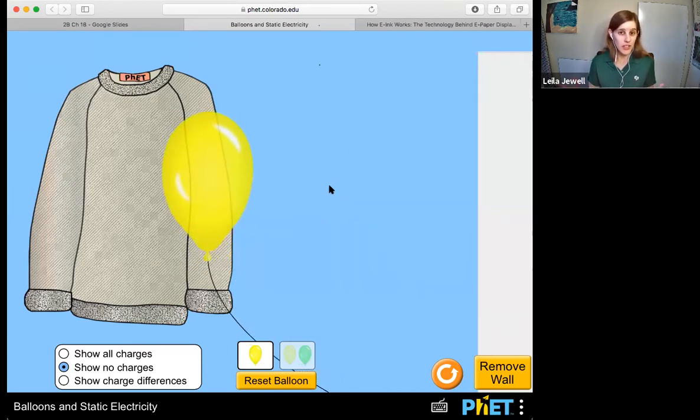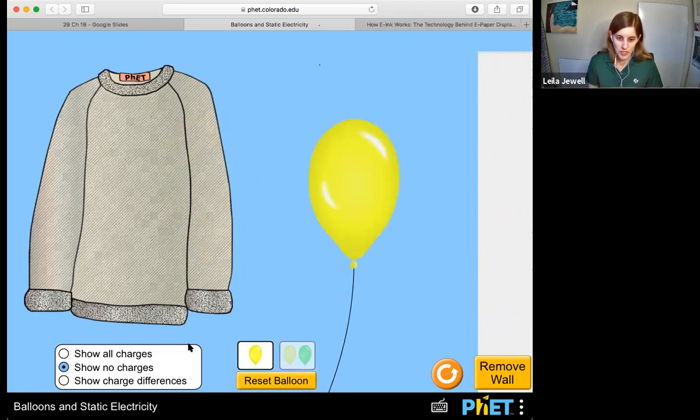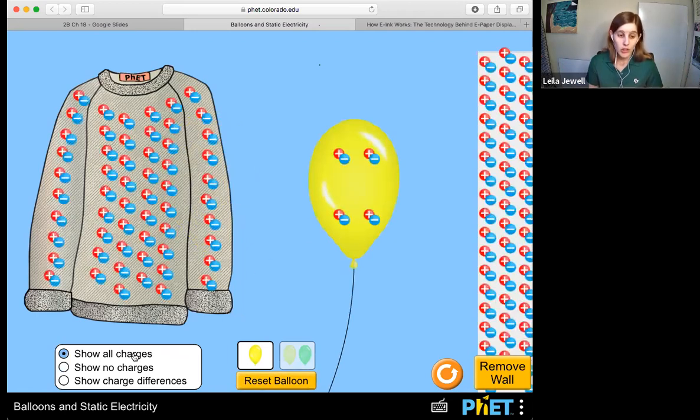Well, first we can think about our charges. When do we see objects move towards each other? When do we see the attraction? That's going to be when they're unlike charges, right? So that suggests that the sweater and the balloon have unlike charges. Well, we can take a look at that. I'll reset the scenario and we can show all the charges. So notice we have all the charges in the sweater, in the balloon, and even in the wall over here.